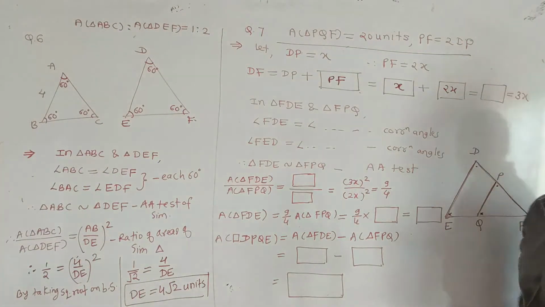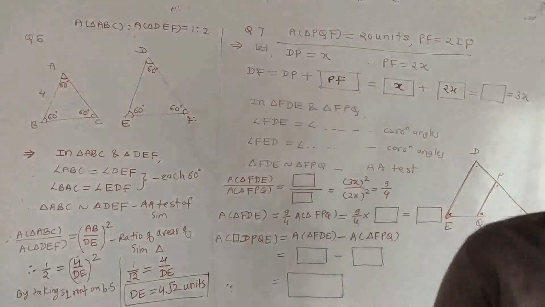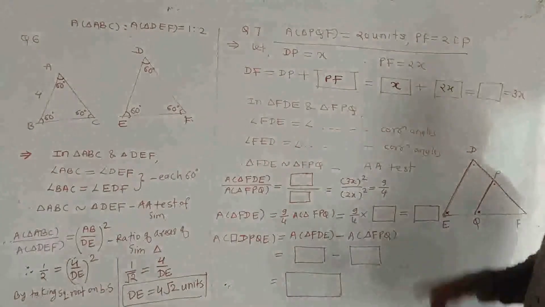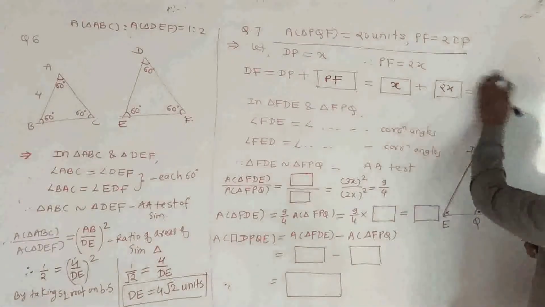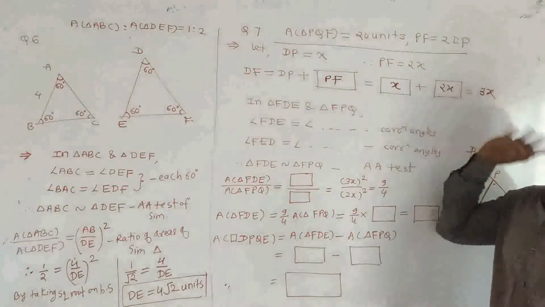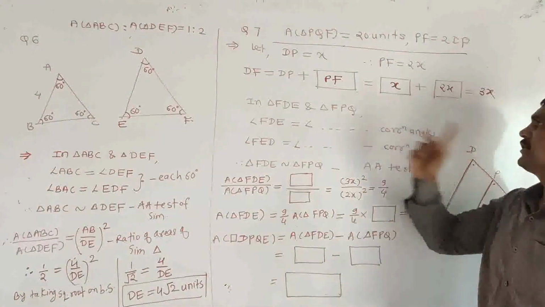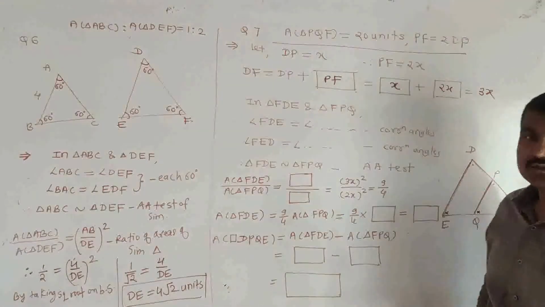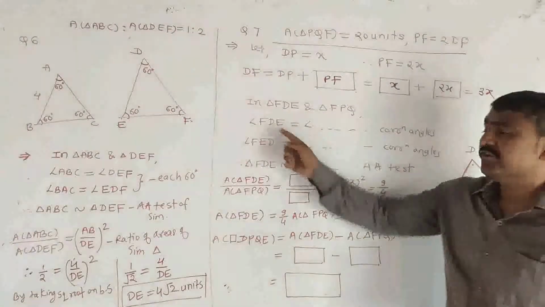So which is given there? In this activity, this box is not given there. Directly 3x is given here. So x plus 2x is equal to 3x. So these three boxes are completed. Now next, just as I told you, FDE.